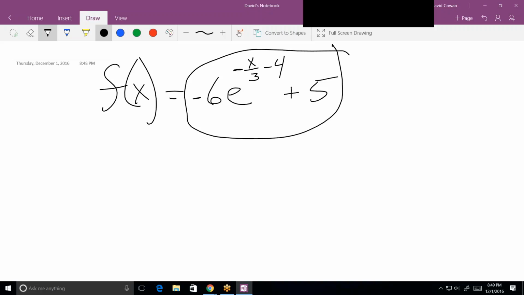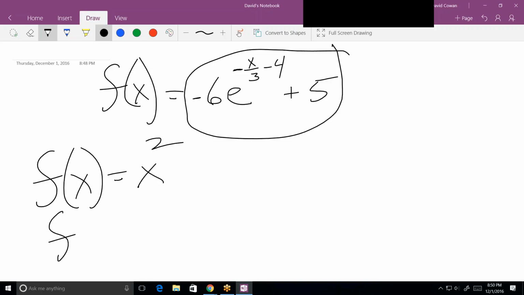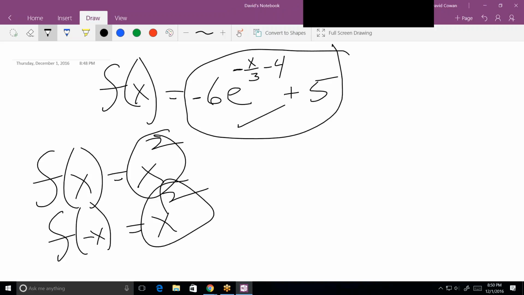And e to the x is one of the few functions where you can see each of the 6 transformations one step at a time. As opposed to if I'm looking at the function x squared, well, f of minus x is still x squared. Doesn't change. Whereas e to the x, f of minus x becomes e to the minus x, which looks different. So each of the transformations when you're dealing with the e to the x function looks different. Whereas when you're dealing with linear functions or even quadratics, you don't see the difference between f of x and f of minus x.